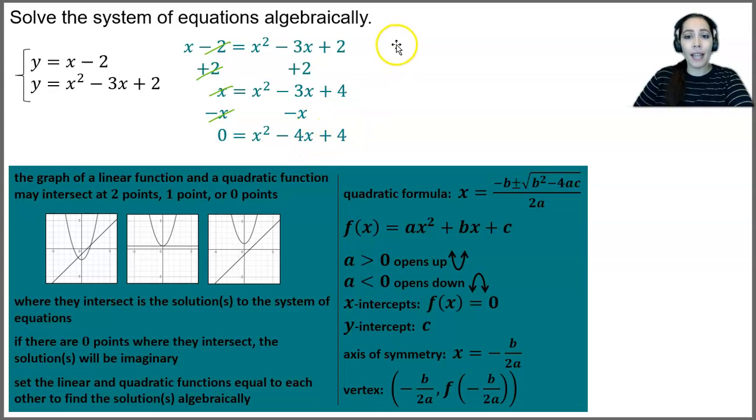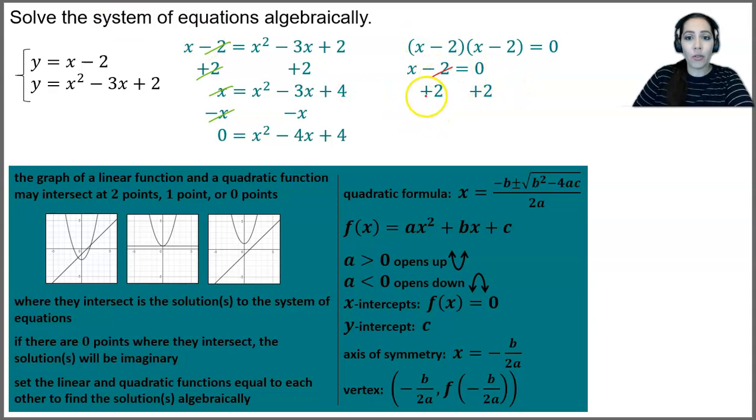Now from here, I'm going to have to factor it. Since my leading coefficient is 1, I can say what two numbers multiplied by each other will give me 4, but when added together give me negative 4. I have to figure out what those two factors are. Well, negative 2 times negative 2 does give me a positive 4, and negative 2 plus negative 2 does give me negative 4. So I have two of the same things. I'm just going to take one of them and use the zero product property and set it equal to 0 and solve. So I would add 2 to each side.